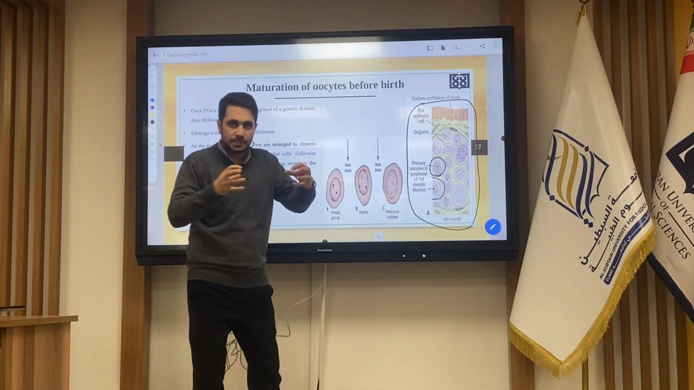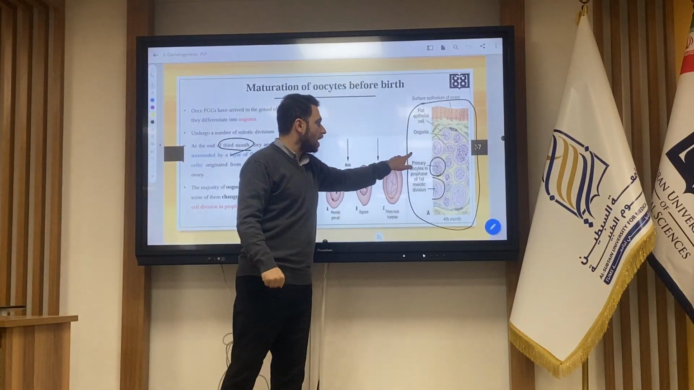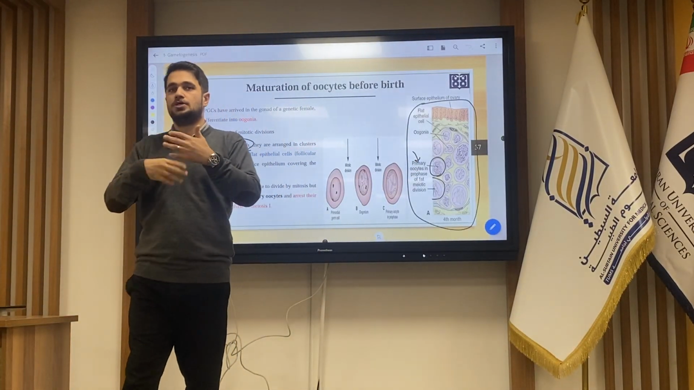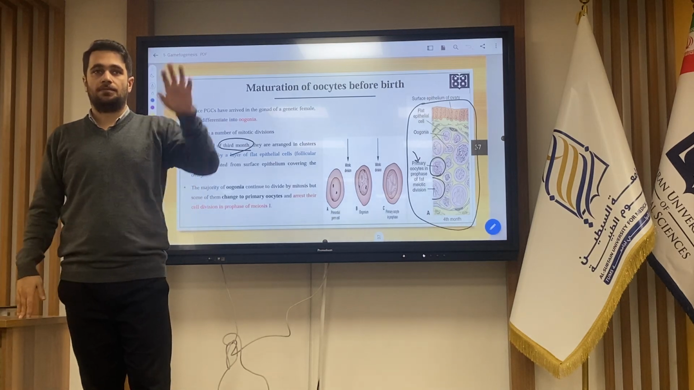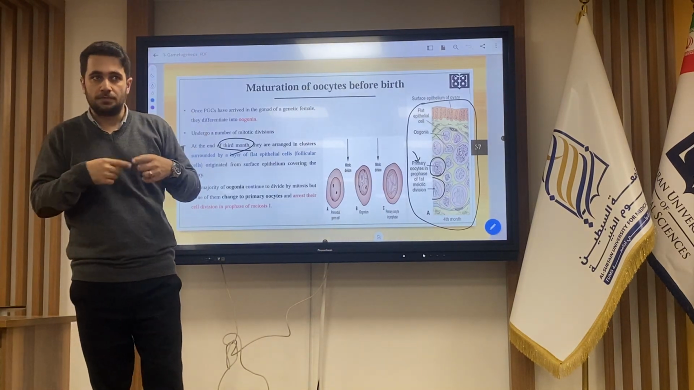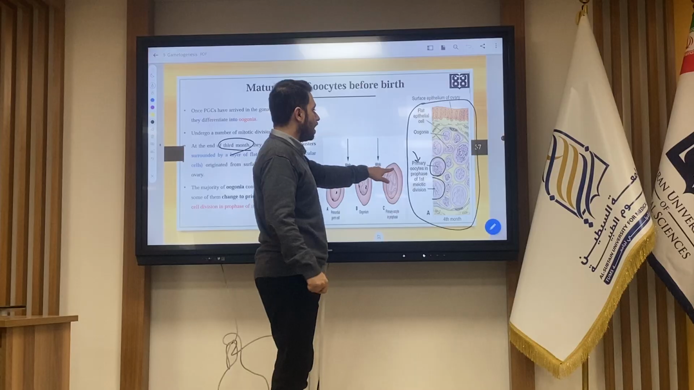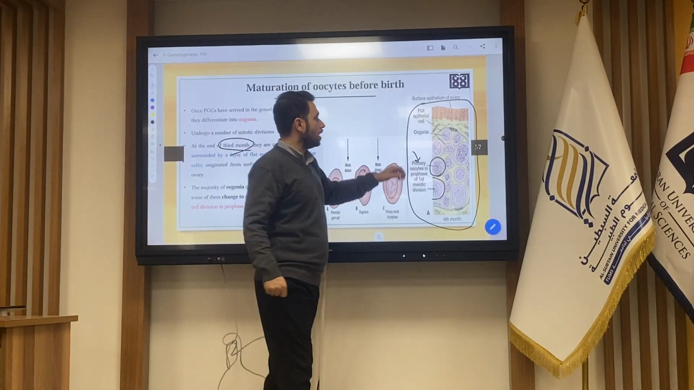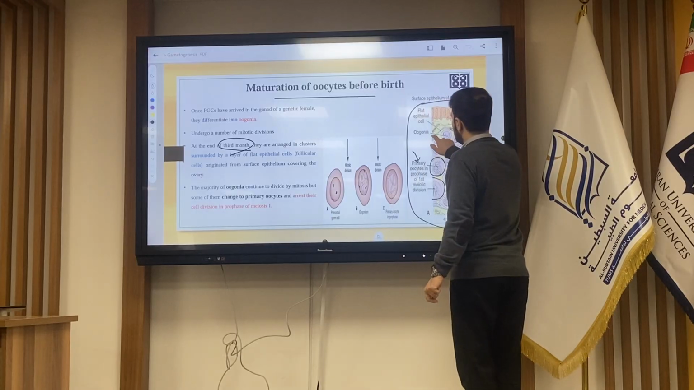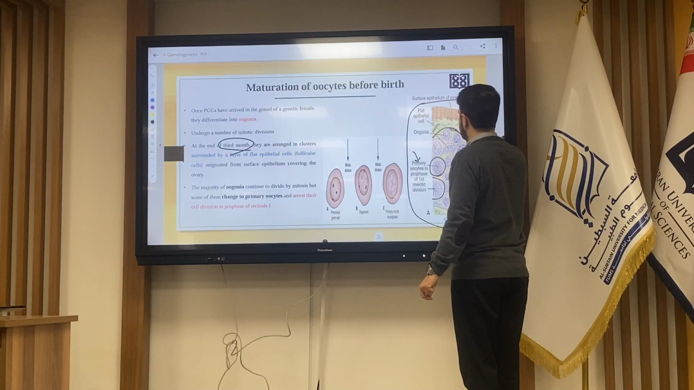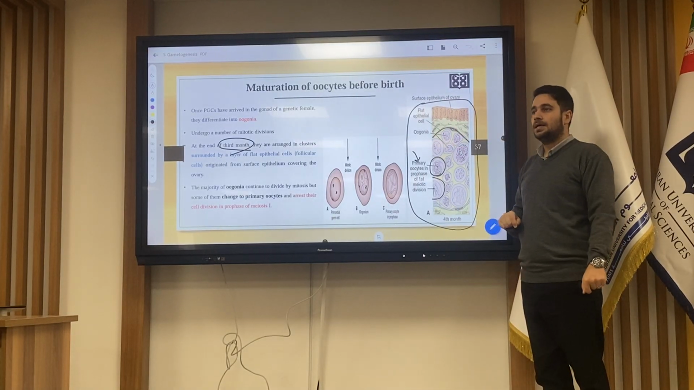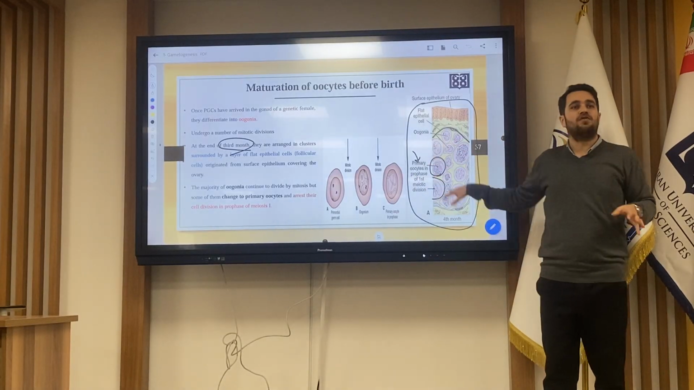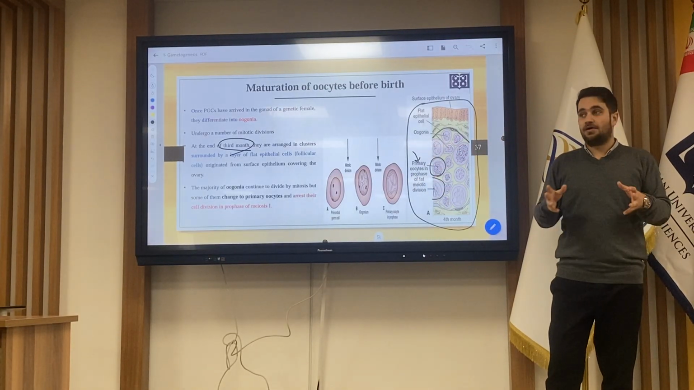And the divisions are made, and we have primary oocyte based on the mitotic divisions. From the oogonia, we have mitotic divisions, and we have primary oocyte. This primary oocyte, you are seeing that these are covered by cells. I told you these events are happening in the ovary of the female.